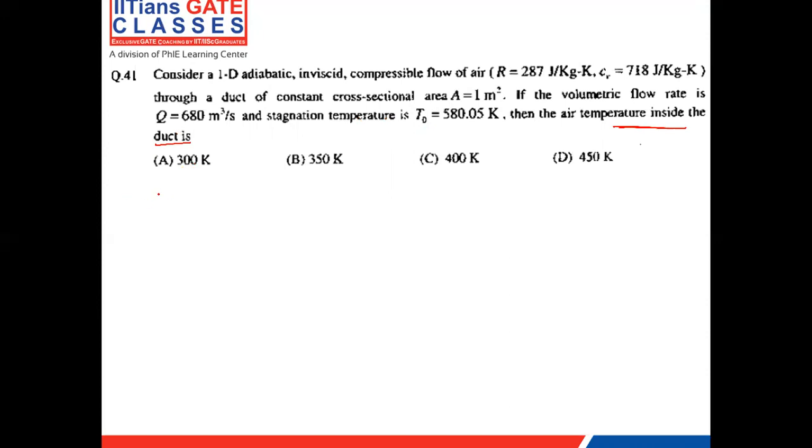So we know the relation between the stagnation temperature and the static temperature. Static temperature we have to find out. So if we write the relation, it is T naught by T equals 1 plus (gamma minus 1) by 2 M square, right? So this gives the ratio of stagnation temperature to static temperature, where M denotes the Mach number. Now this gamma value is given, so we have to find the Mach number M to get T.